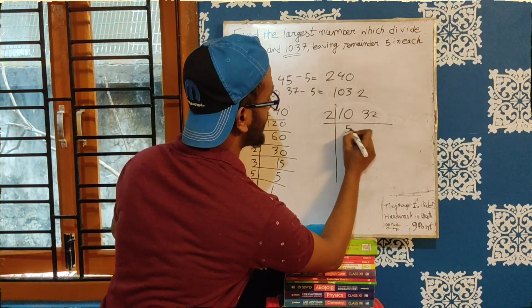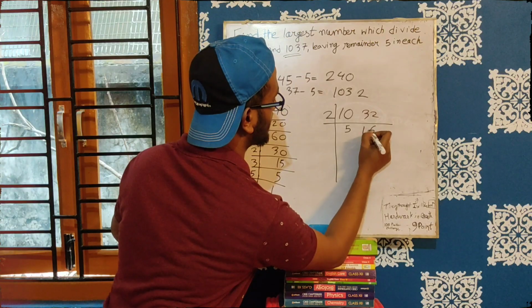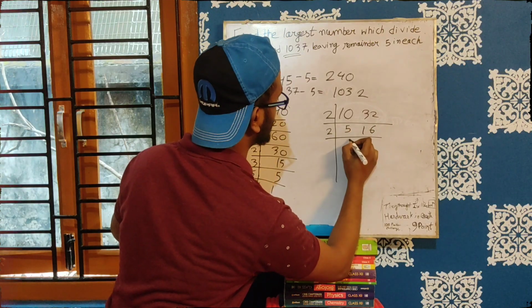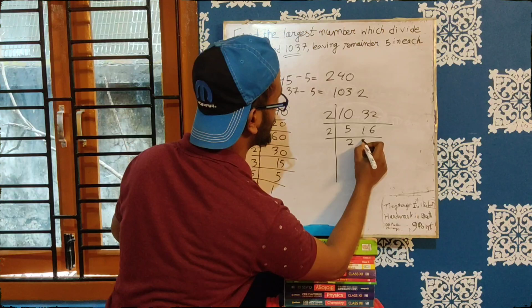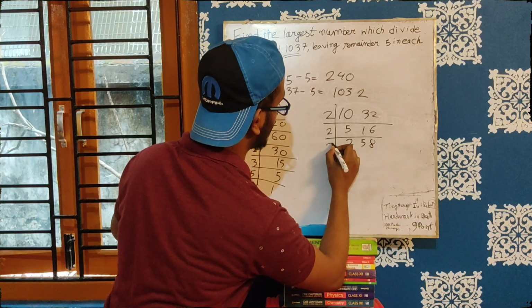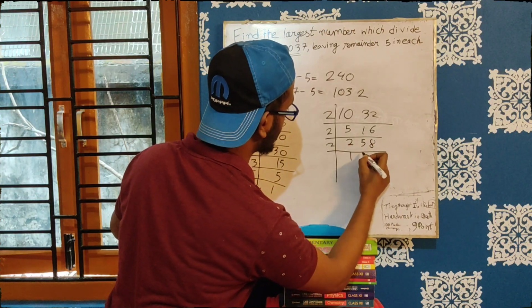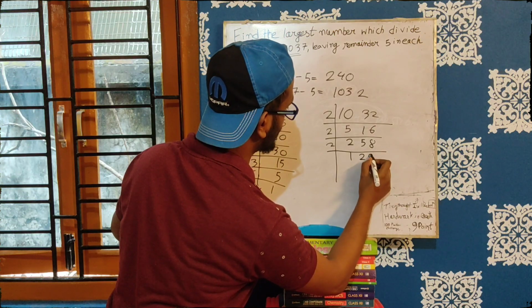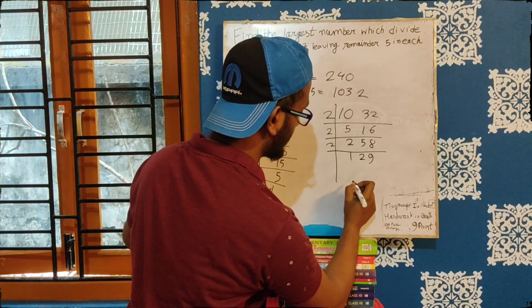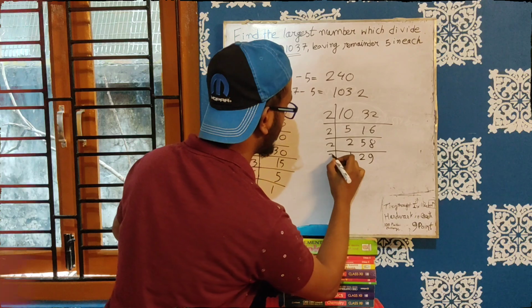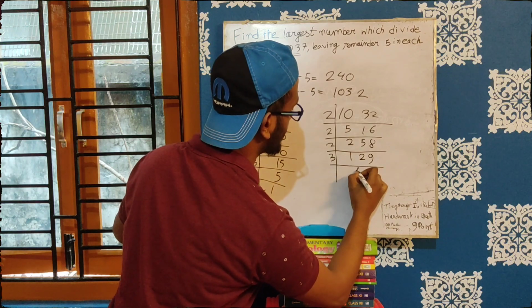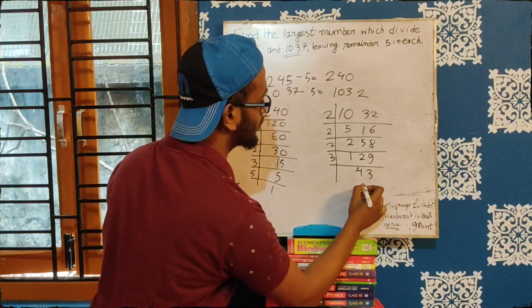Now 1032: 2, 516, then 2, 258, then again 2, 129. Is it going in any more times? Yes, 3. 3 into 43 is 129. No, it will not go anymore.